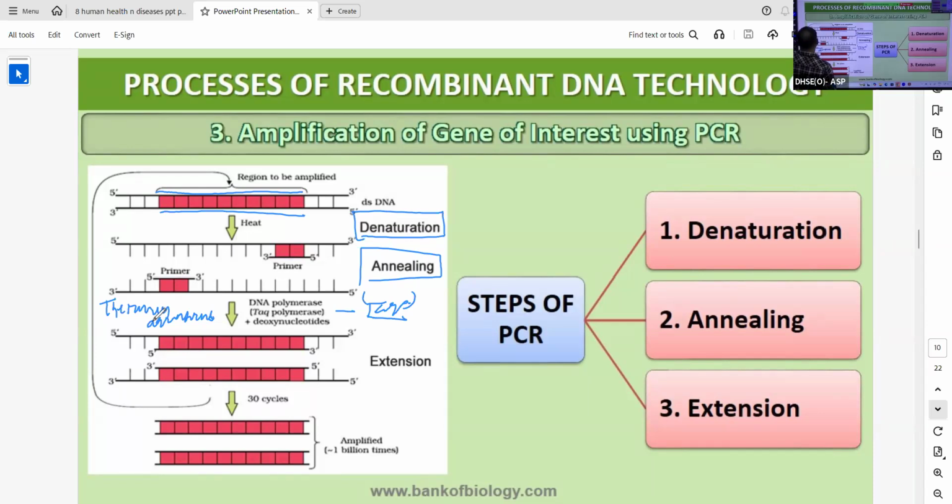Under an appropriate condition, the extension has to happen. Extension means that the 5 prime to 3 prime chain forms, and new nucleotides accumulate there. Yes, that is referred to as extension. How does extension happen? Pay a little attention. Suppose this is 5 prime to 3 prime. Fine.